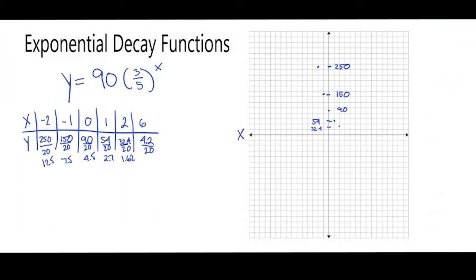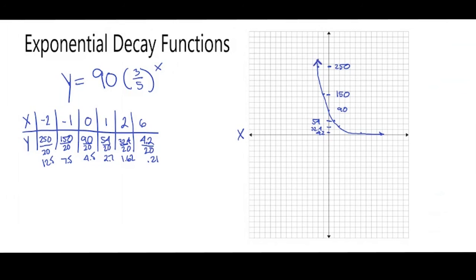And 4.2 divided by 20 is 0.21, which is just over 1/5. So it's just over the line. So we'll call this 4.2. And so we'll say 6, 0.21 right there. So I will draw my curve through all of those points.